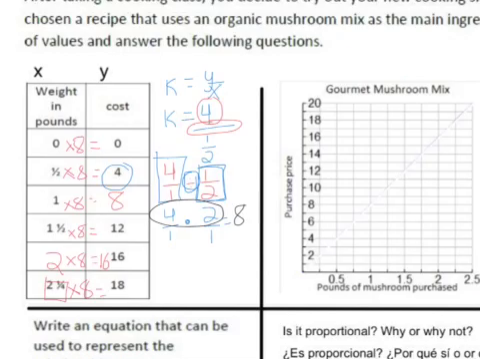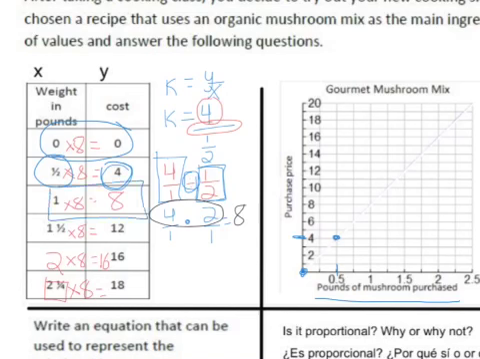Okay, so now we need to graph these points. 0, 0 is going to be right here. 1/2 is the weight in pounds of the mushroom purchased. So that's going to be 1/2 or 0.5. That's right there. Comma 4 is going to be right here. So those two lines intersect right there. 1, 8. That's our unit rate. 1, 8. There's a point right there.